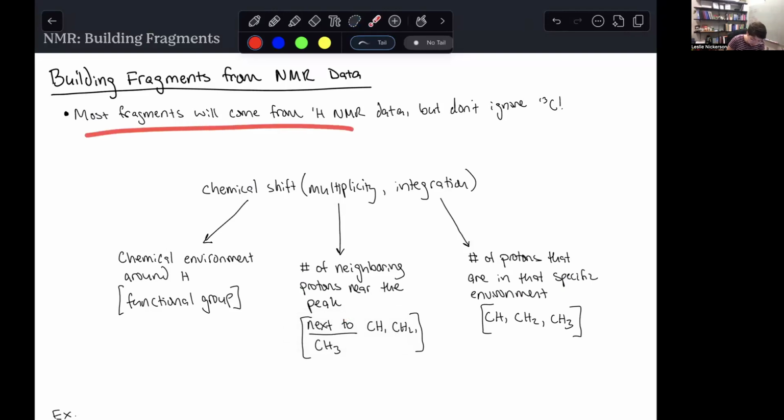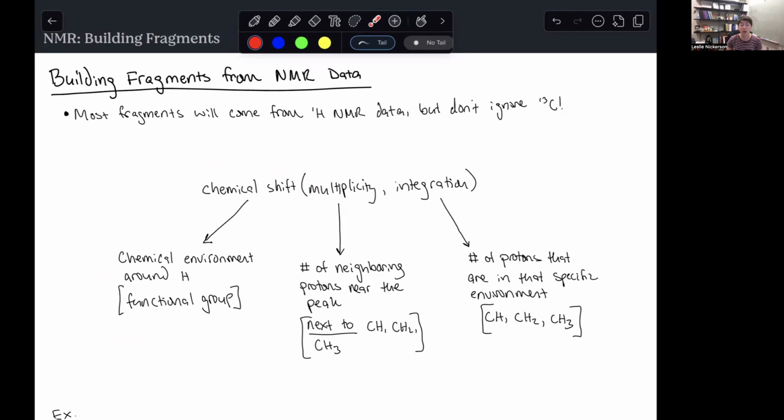So most of the fragments are going to come from the proton NMR data. You've probably seen it already, a lot of the videos where we've been discussing NMR have been focusing on the proton NMR because it's giving us the multiplicity and the integration. The carbon NMR is just giving us the chemical shift. What that chemical shift can do, though, is be helpful in identifying our functional groups. And that's going to be in the proton and the carbon.